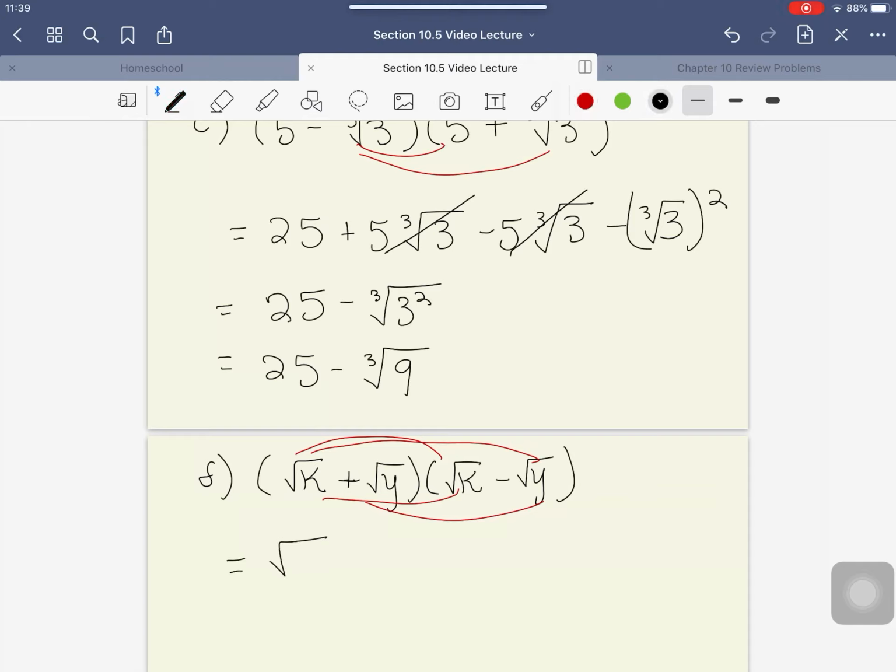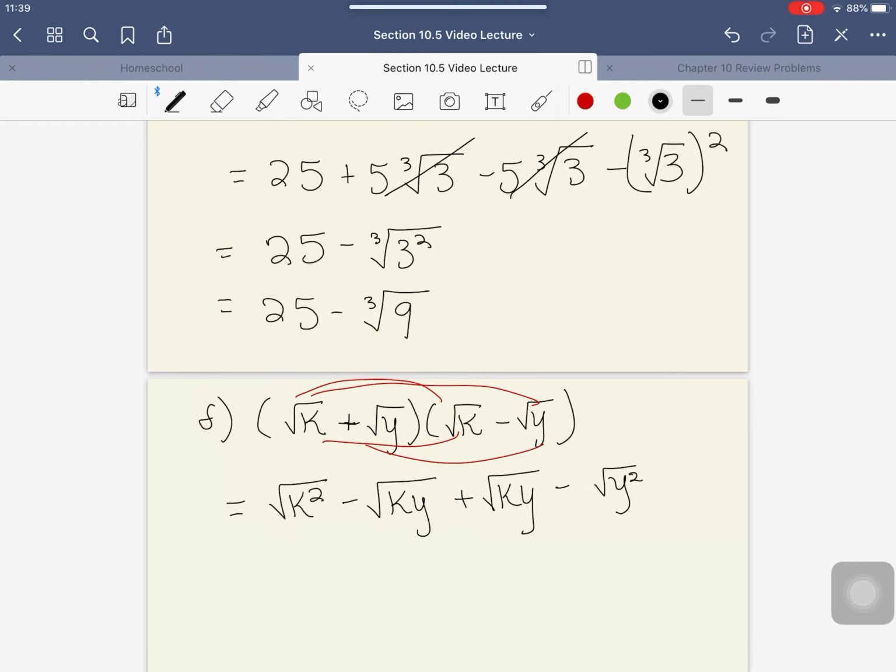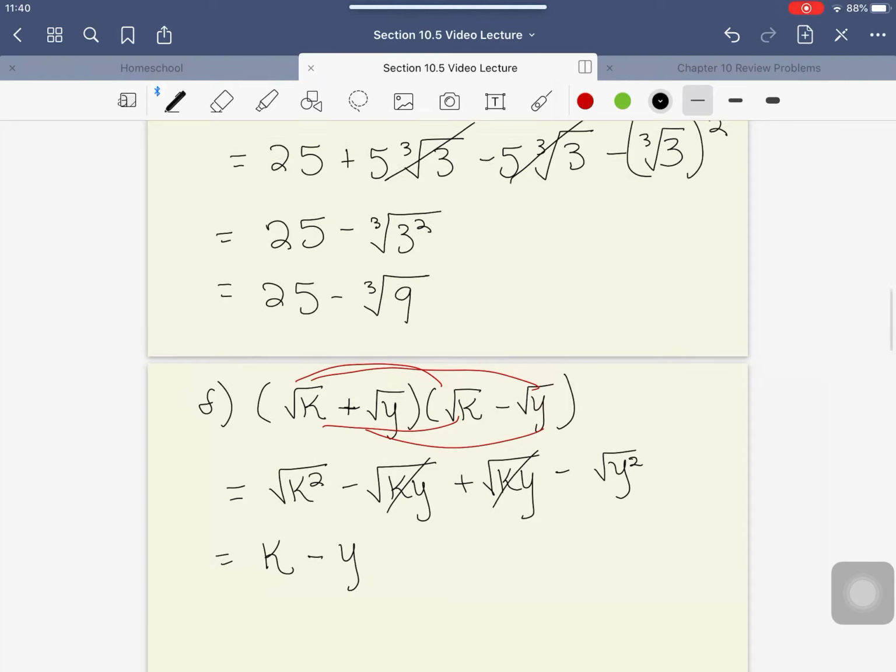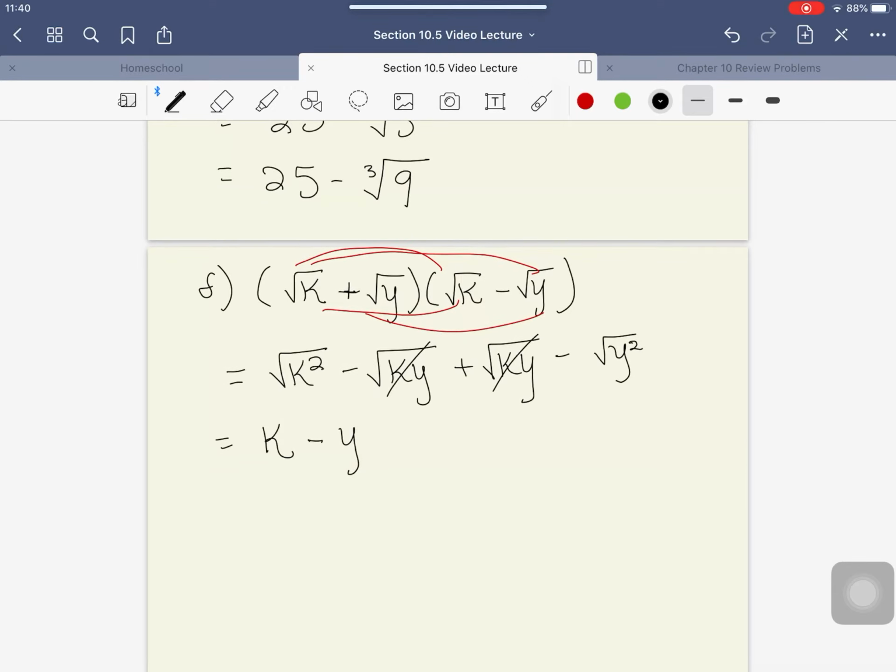would be the square root of k squared minus the square root of ky plus the square root of ky. Notice I wrote it in alphabetical order. Minus the square root of y squared. All right, so the square root of k squared, that's going to come out as k. These middle terms will cancel, and the square root of y squared will come out as y. So the final answer is k minus y.